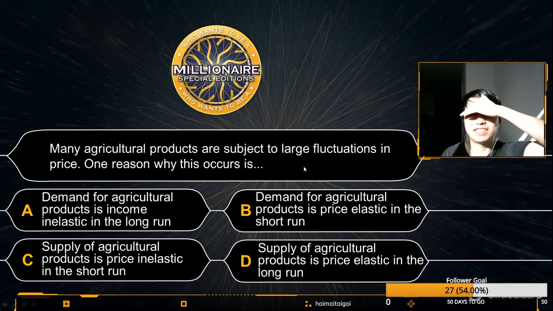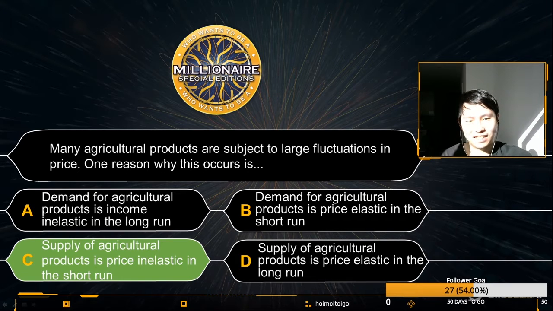What did we learn this lesson? All right, I'll give you 5 more seconds. 5, 4, 3, 2, 1, 0. Have you got it? It's C. So let me explain.